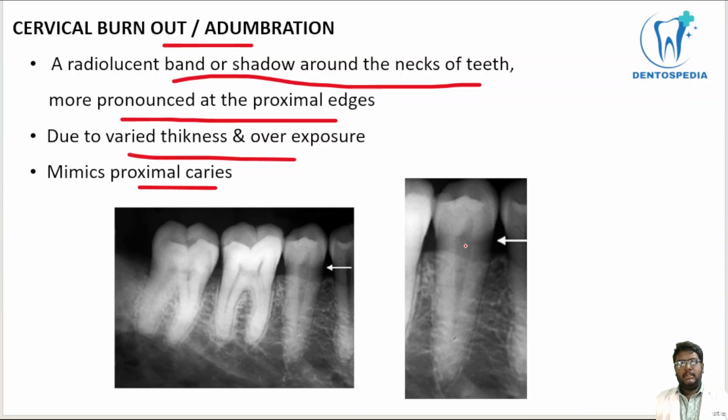And also in certain situations, we might overexpose the tooth, with high kVp settings, high mA settings, and more exposure time. If you use those kinds of settings, you will get this kind of radiographic artifact, right? This is called cervical burnout, and it mimics proximal caries. Proximal caries also has radiolucent areas in the proximal areas. These two can mimic each other, and we want to differentiate between them to get a proper diagnosis.